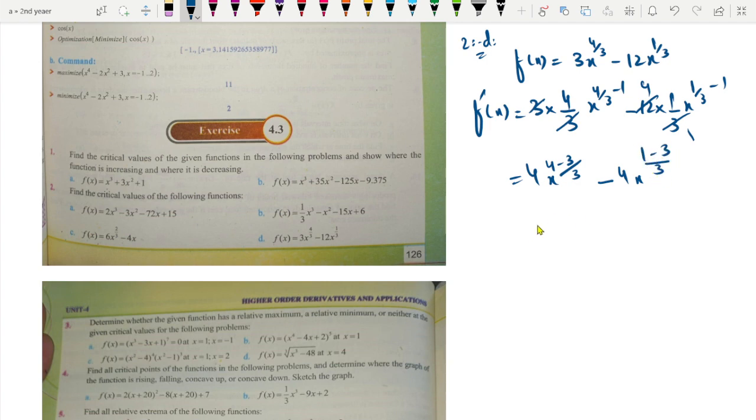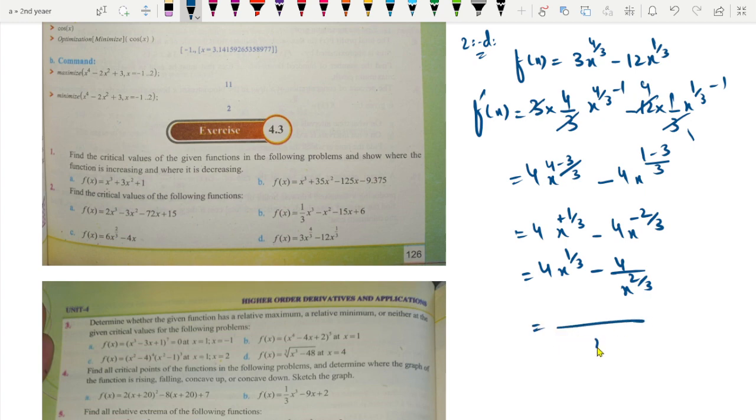So this will become 4x^(1/3) minus 4x^(-2/3). By taking the LCM of this one, this will become 4x^(1/3) dot x^(2/3) minus 4.